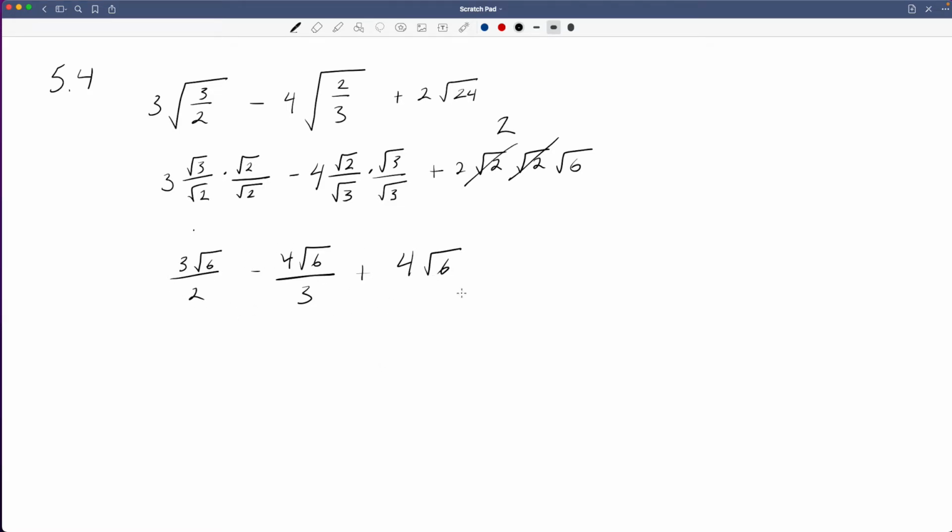Now I need to get everything into the same denominator. So what I'm going to do here, obviously these are 2 prime numbers, so my denominator is going to be 6. So I'm going to multiply this by 3. That's going to give me 9 times the square root of 6 over 6. Minus 2 times this will be 8 times the square root of 6 over 6. Plus 6 times 4 is 24 times the square root of 6 over 6. Now I can combine all of these since they have the same denominator and the same base radical. 9 minus 8 is 1 plus 24 is 25 times the square root of 6 over 6.